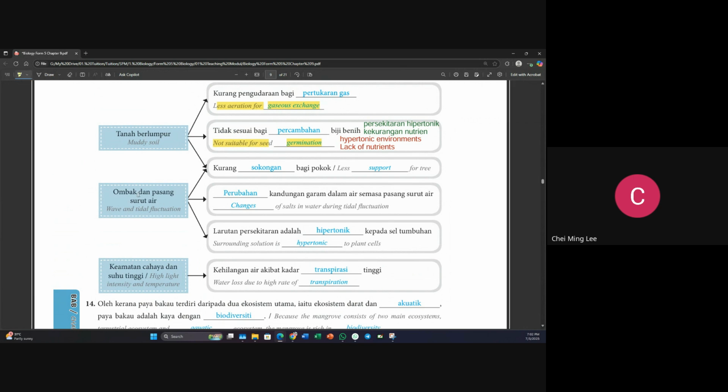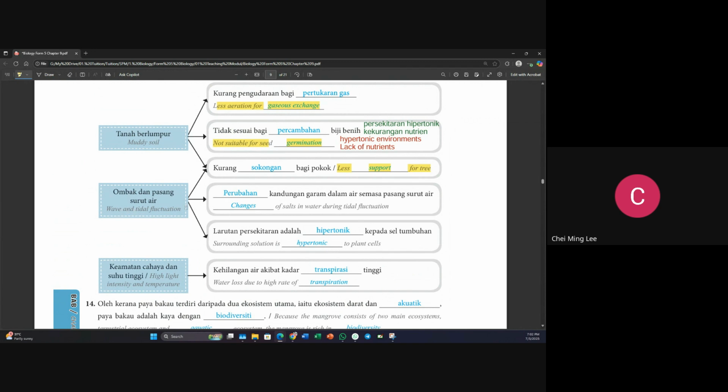At the same time, the wave and tidal fluctuation and muddy soil will also cause less support for the tree, because first, muddy area is not stable. It's not like normal soil, so the grip of the root is not strong. When there is a tidal wave and also the sea wave comes in, the plants in mangrove will face the impact from the seawater. That's why these two cause less support for the tree.